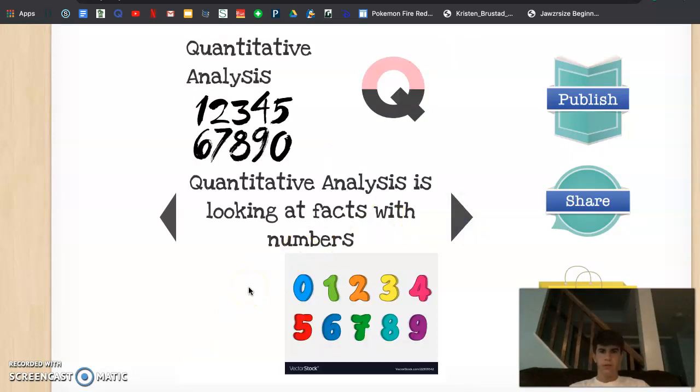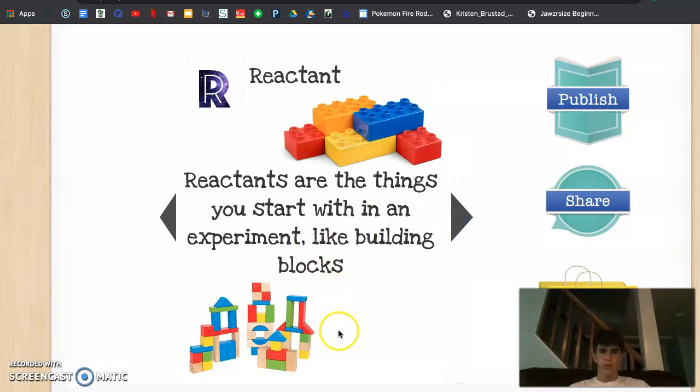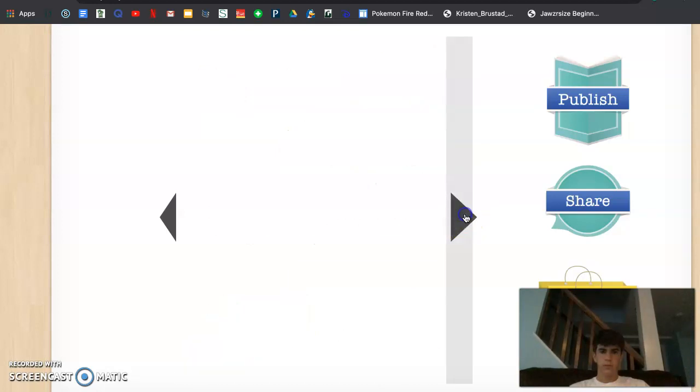Q is for quantitative analysis. Quantitative analysis is looking at facts with numbers. R is for reactant. Reactants are the things you start with in an experiment, like building blocks.